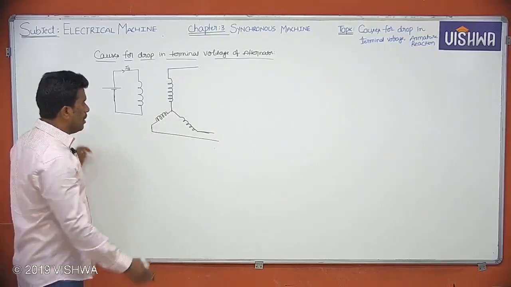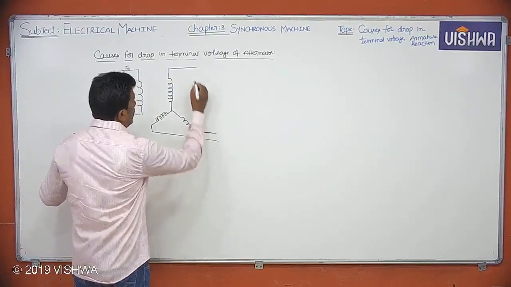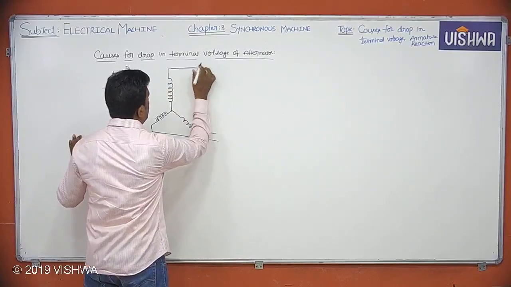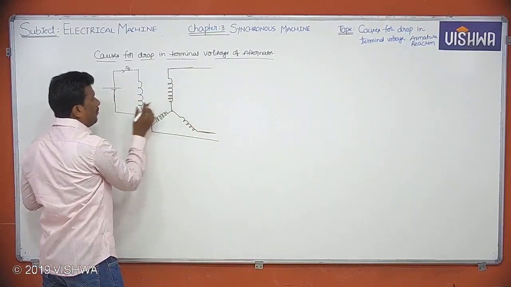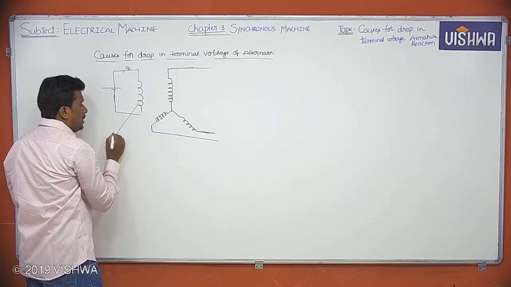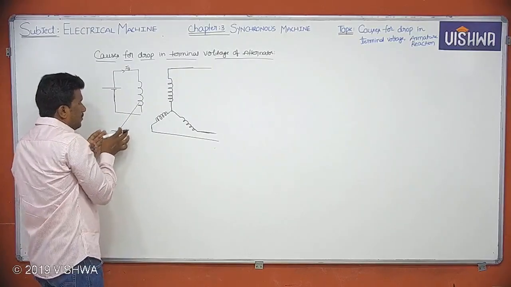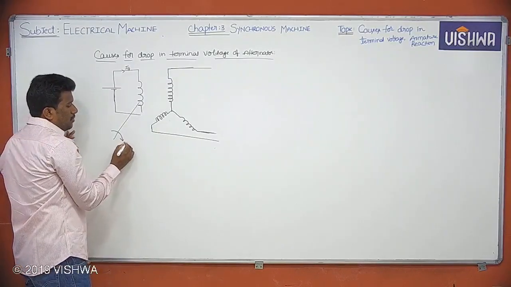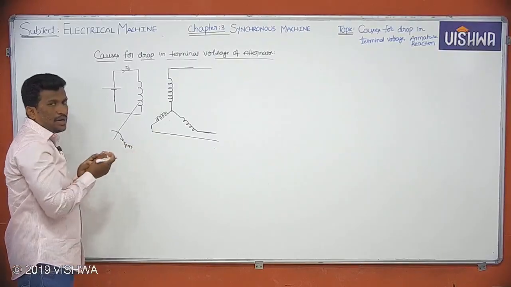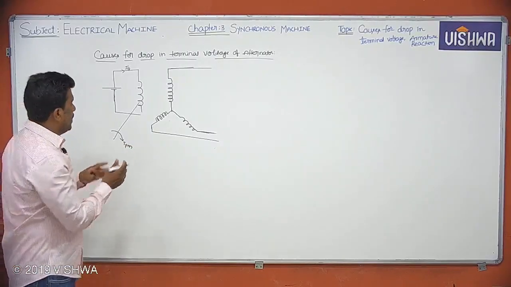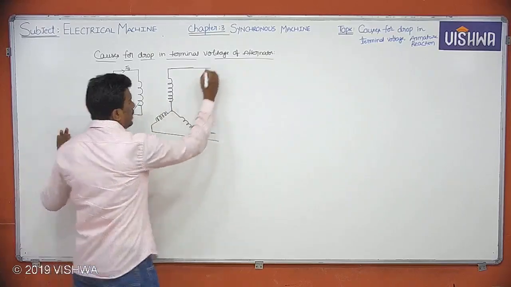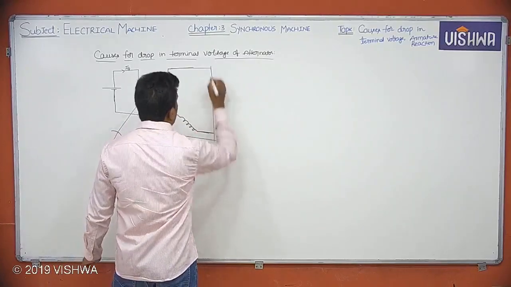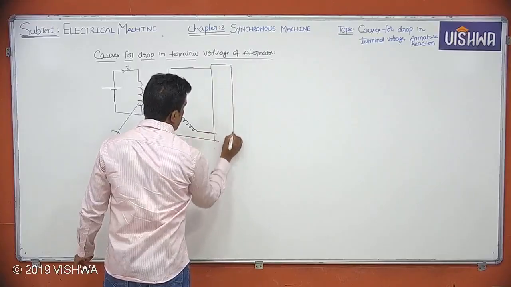Right. Now let me connect some load here. I told you we are placing armature winding in the stator, field winding in the rotor. Let me indicate that we are placing field winding in the rotor in the direction of your prime mover torque. And let me connect some load here.